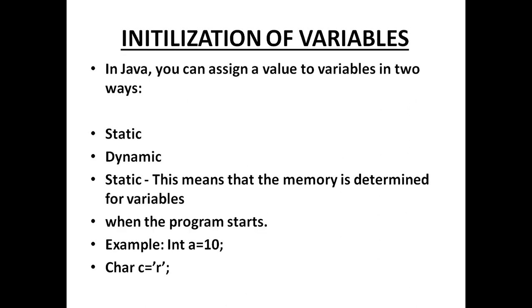Next, initialization of variables. In Java you can assign values to variables in two ways: one is static, the other is dynamic. Static means the value is determined when the program starts and does not change. For example, int a = 10 and char c = 'c'. This is called static initialization.